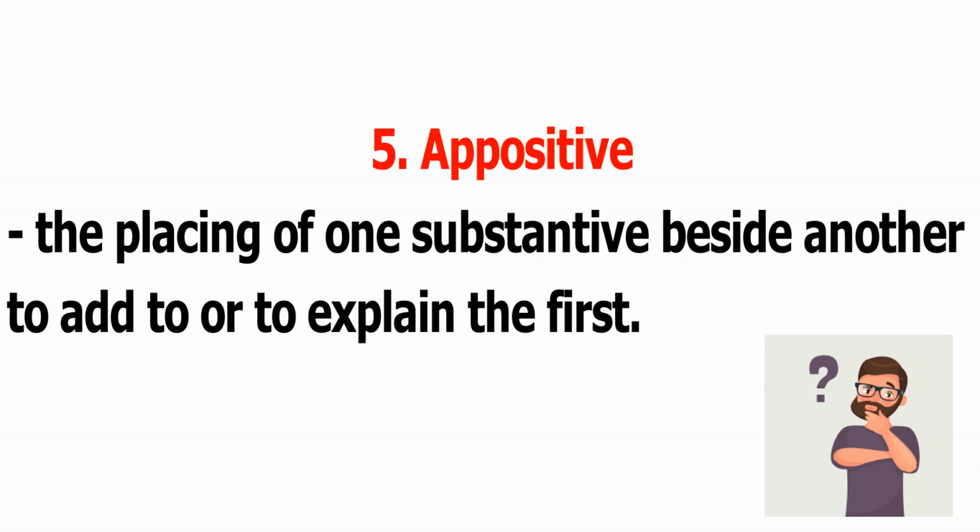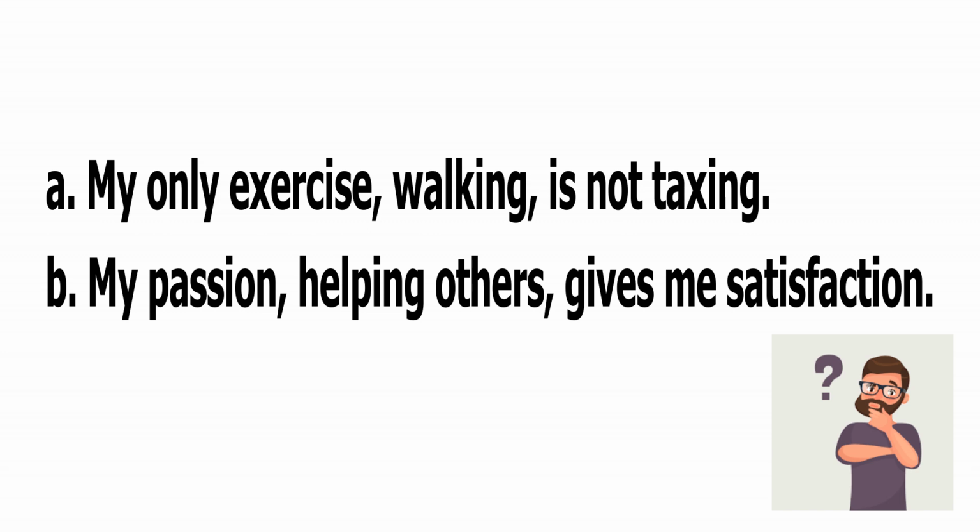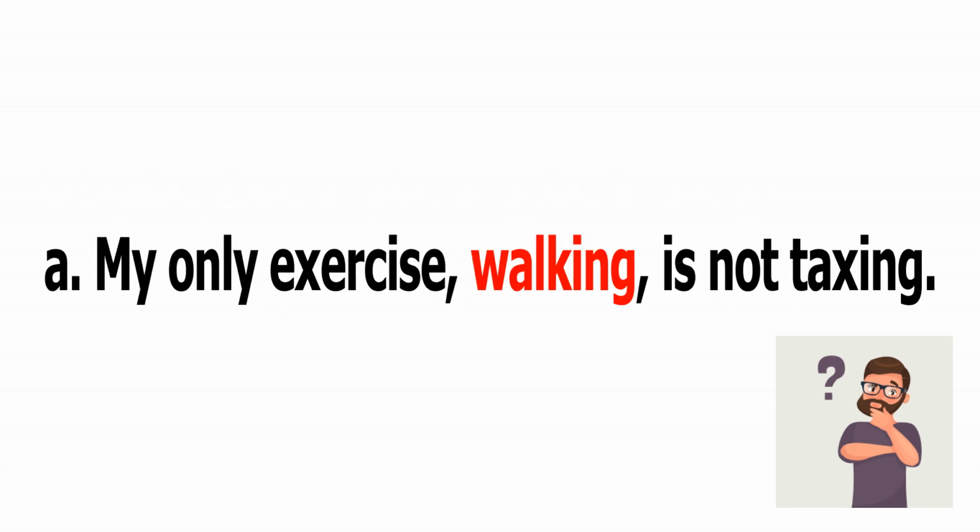The last function of gerund is appositive. It is the placing of one substantive beside another to add to or to explain the first. Refer to these examples. First, my only exercise, walking, is not taxing. Second, my passion, helping others, gives me satisfaction. An appositive gives information to the first one.